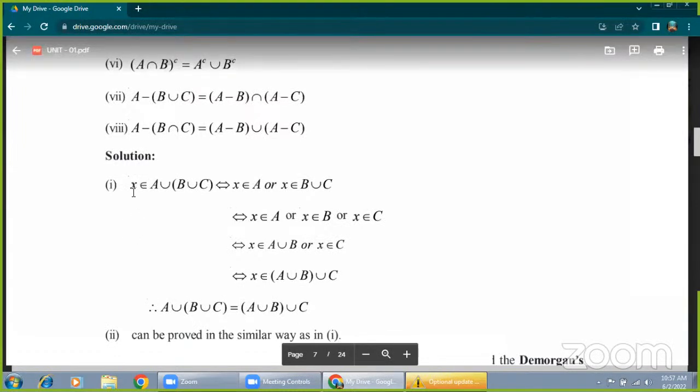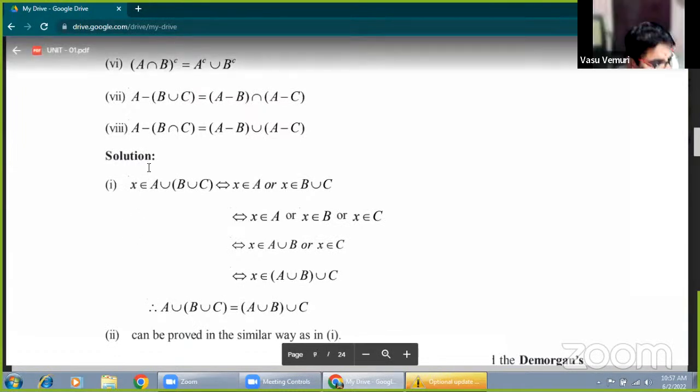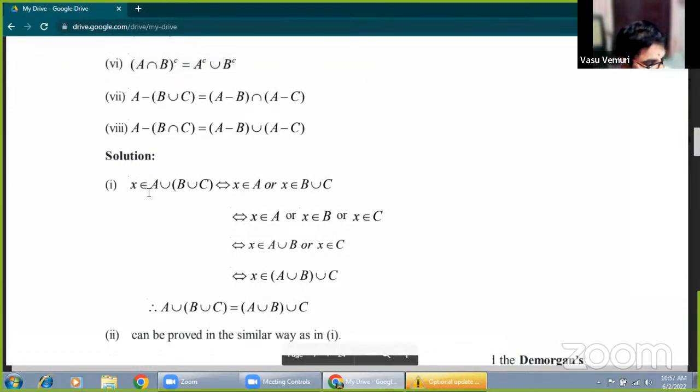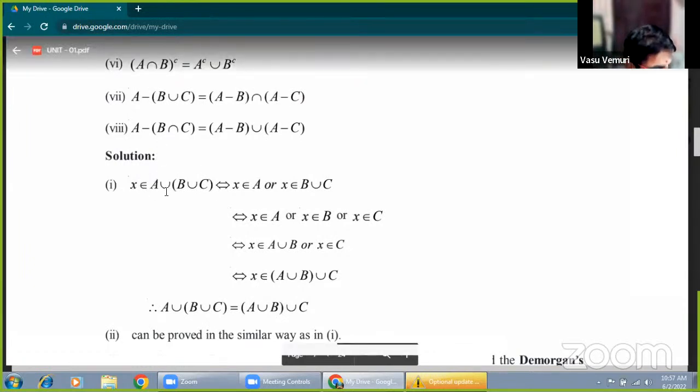Okay, some element is there. We have taken some element X, being one of the elements of A union (B union C). That is, X consists of A. Union means OR, and intersection is represented as AND. Now X is in A, that is, X belongs to A, or X belongs to B union C.